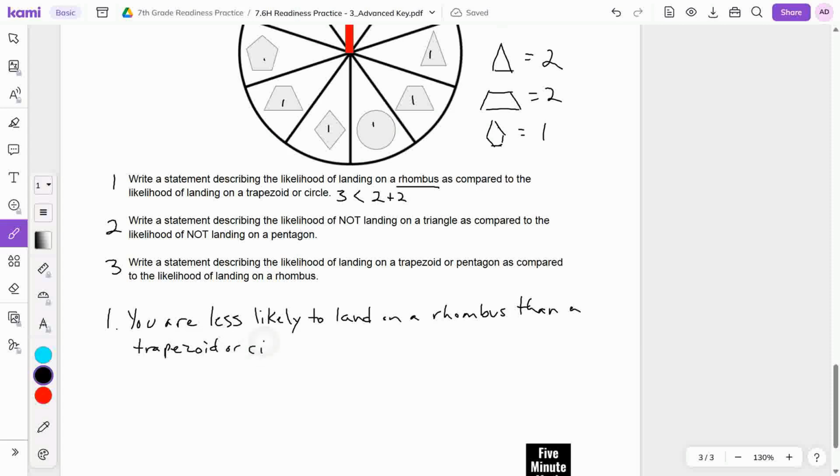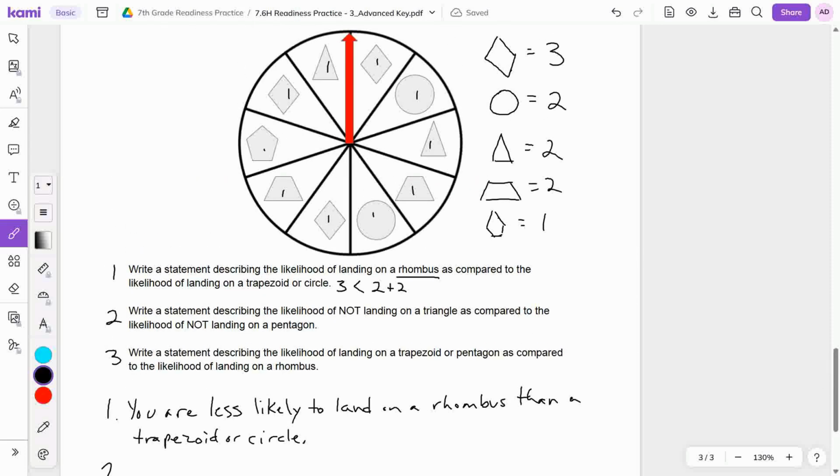All right, so for our next problem, 2, likelihood of not landing on a triangle. Okay, so how many total do we have here? 1, 2, 3, 4, 5, 10. Okay, so how many not triangles are there? Well, there's 2 triangles, so I've got 8 out of 10 are not triangle, and not pentagon. There's 2 pentagons. Okay, and there's also 8.